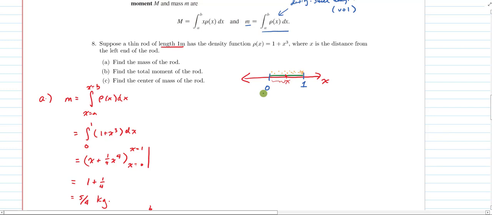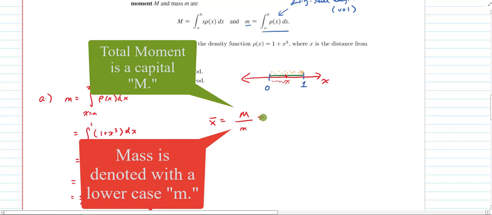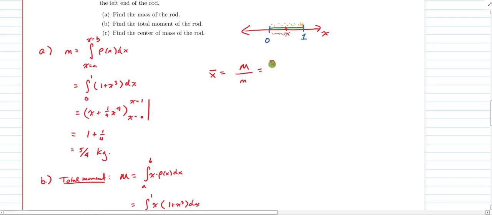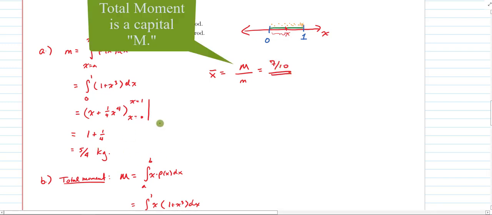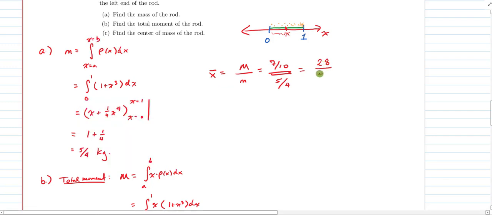Okay, hopefully you've taken a guess at this, but we now have a way of computing that center of mass by saying that our x bar is simply our total moment divided by the mass. We found the total moment just a moment ago to be 7/10, and we're going to divide that by what we found the total mass to be, which was 5/4 of a kilogram. If we simplify this, we end up with 28/50, which reduces down to 14/25, and that's in x units, so that's meters.